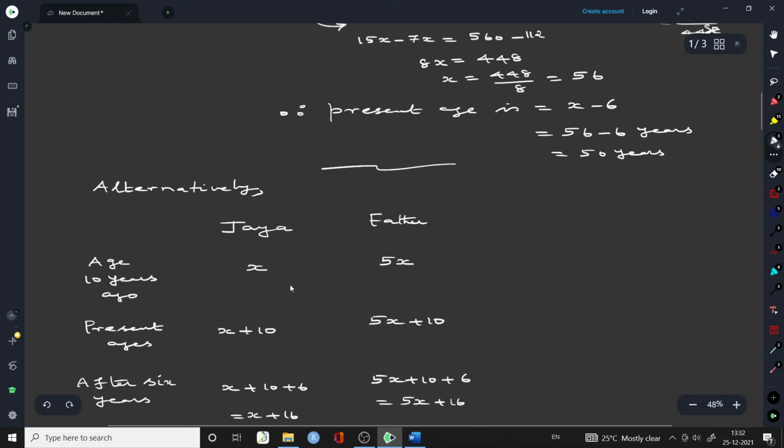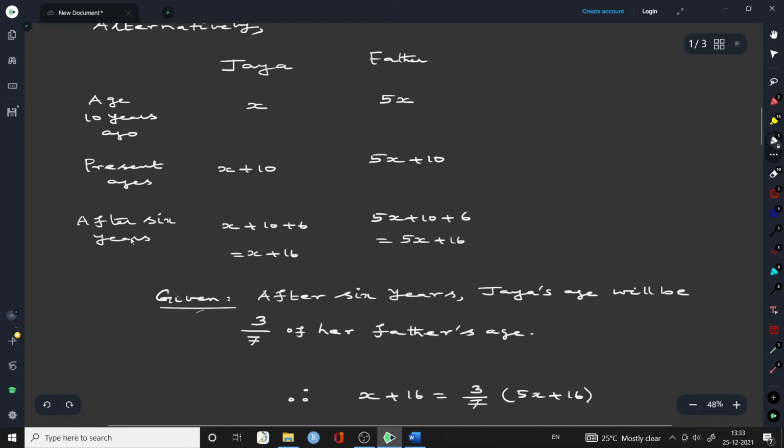Now what will be their present age? What you have to do is simply add 10 to x and add 10 to 5x. So you will get their present ages, namely x plus 10 and 5x plus 10. After 6 years, their age will be x plus 10 plus 6. After 6 years, you add one more 6 to this: 5x plus 10 plus 6. So on simplification, this is x plus 16 and this is 5x plus 16.